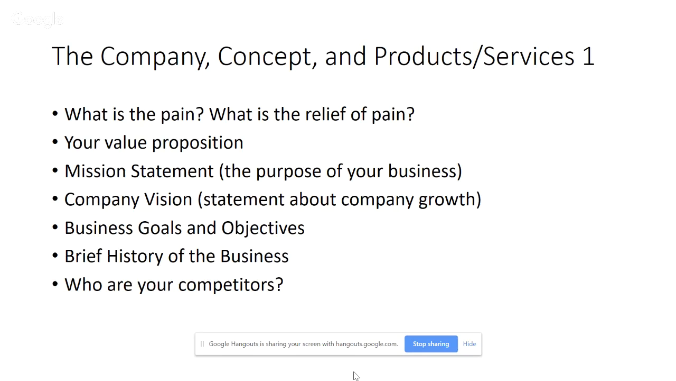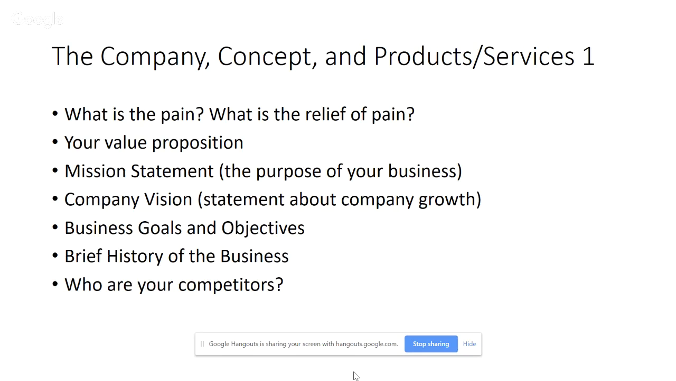And is it realistic? I don't know, you have to do your research to see if it's realistic. But you also want to identify how you can evaluate and measure it, that it's time bound, and whether it could be sustainable or not. I usually use SMART, S-M-A-R-T, for defining goals and objectives. Then you also want to talk about how you came up with this business. Give us a brief history of the business, how you came up with the idea, and who your competitors are.